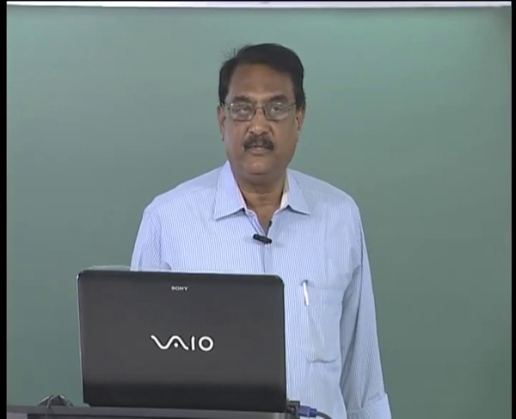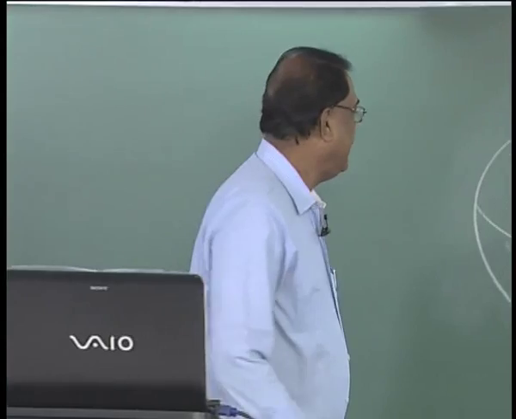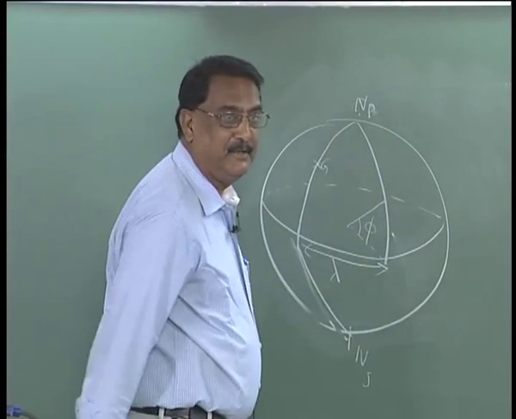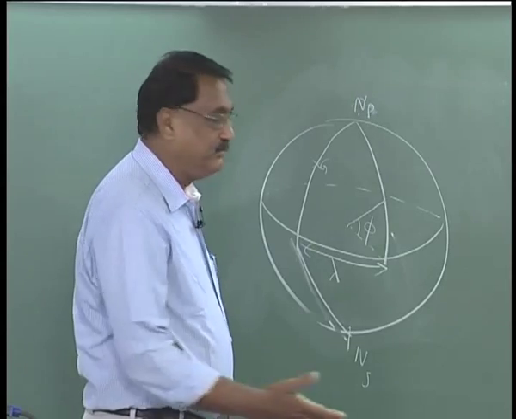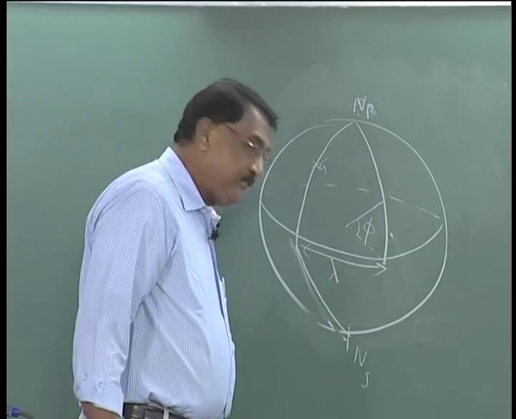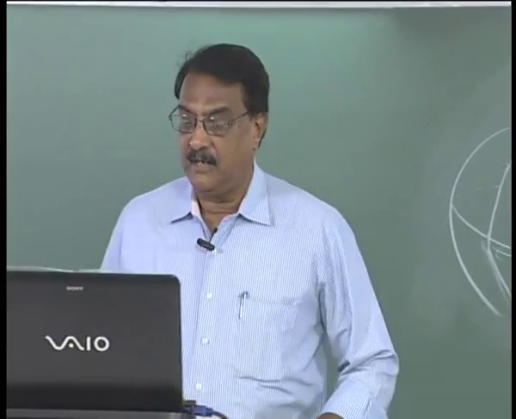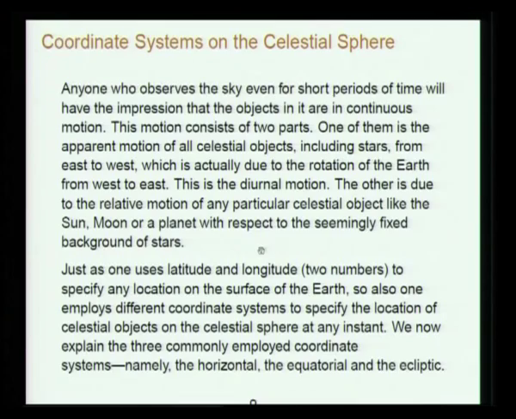So, latitude and longitude, you can do it in some other way, you can take this as a reference plane and point it in some other way, but they will not be useful. This is what is useful. But in the celestial sphere, when you describe the motion of celestial objects, there are not one but two, three systems which are quite useful.